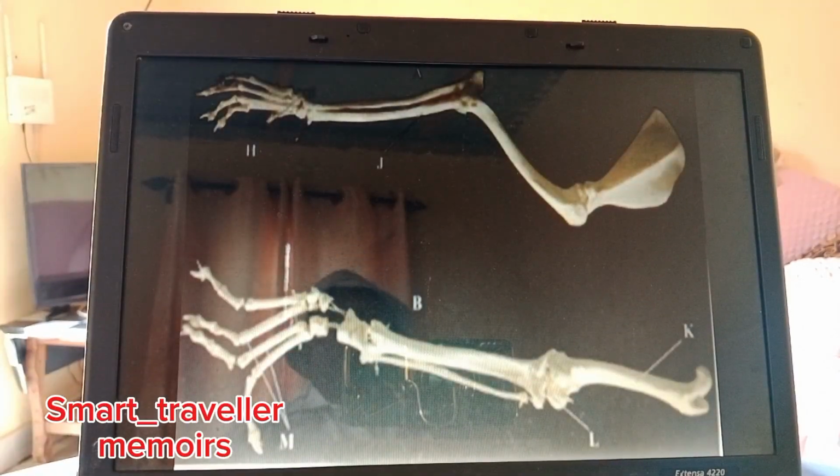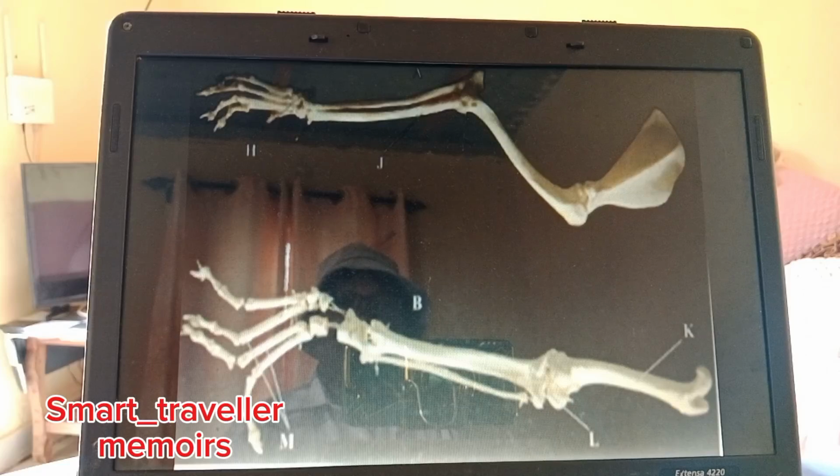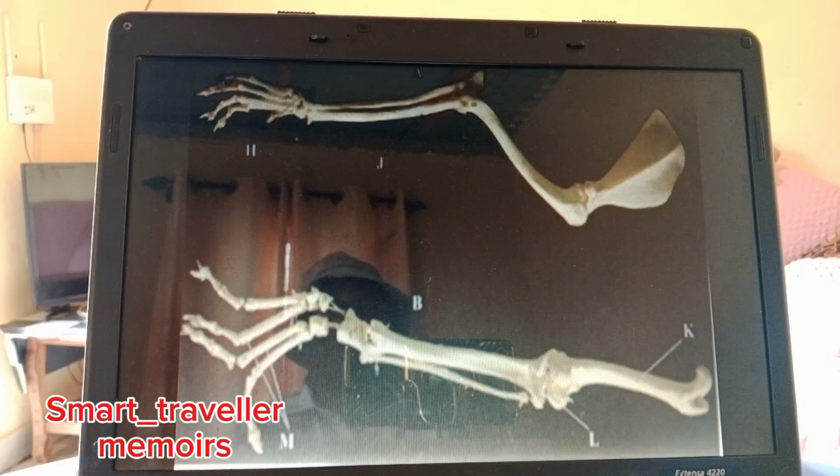Then finally, question number 3 was a photograph of bones, and we will know the details more from the video as we progress with the details of the practical.